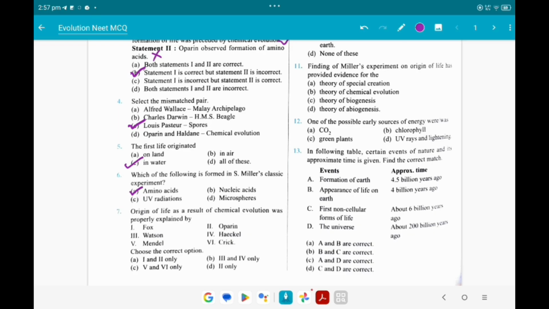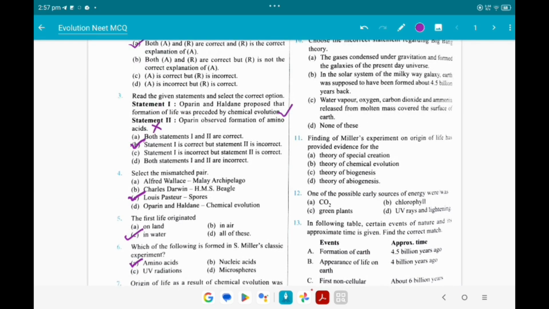Now, origin of life as a result of chemical evolution was properly explained by. Among all the options given are Fox, Watson, Mendel, Crick, Haeckel, Oparin. We see only Oparin matches here. So it will be option D, 2 only.